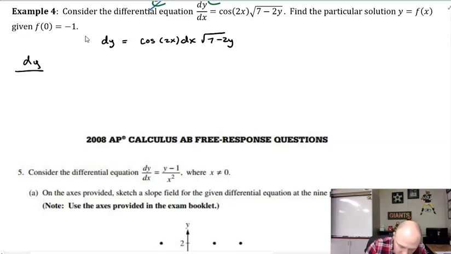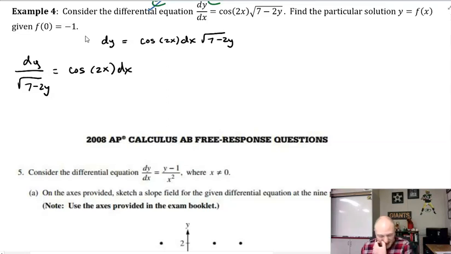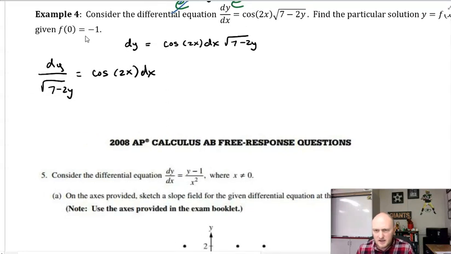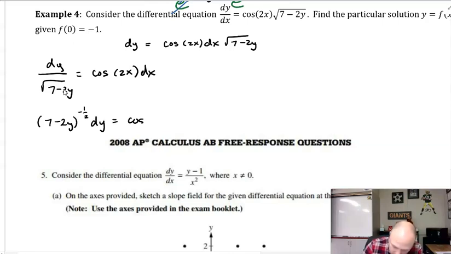It gives us dy divided by the square root of 7 minus 2y is equal to cosine of 2x dx. Now before I integrate this, I want to rewrite this. This is a power of 1/2, so I'm going to rewrite this as 7 minus 2y to the power of negative 1/2 dy equals cosine of 2x dx. Now what I have to do for both of these is u substitution.